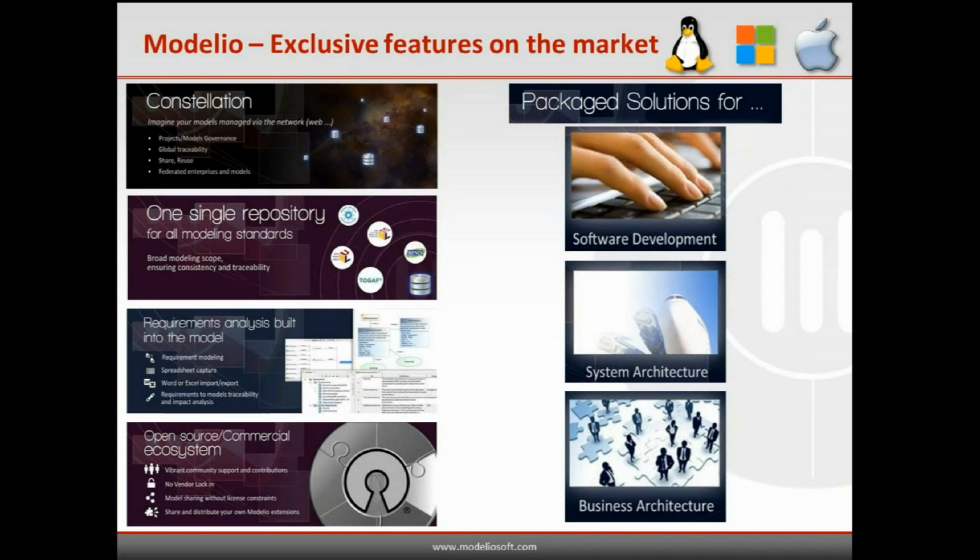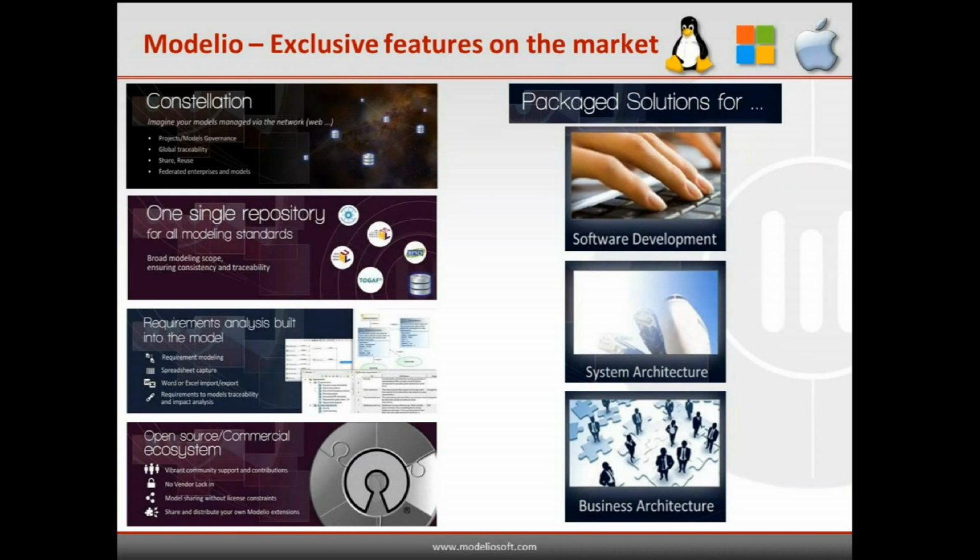One other feature is that Modelio has one single repository for all major modeling standards, such as UML, BPMN, SysML, TOGAF, and many others. Another feature is that requirement analysis is integrated with the model. This provides a powerful tool for strong traceability between requirements and model elements, and to use requirements themselves as model elements for documentation or other purposes. Impact analysis is a strong use case of this capacity.